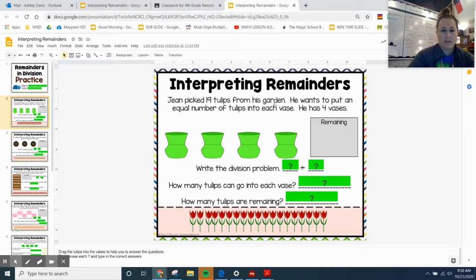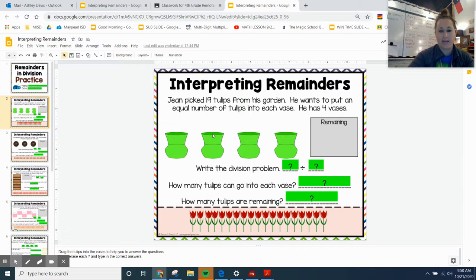All right, so this first slide, you're going to drag and drop the flowers, kind of like we did on the caterpillar. So 19 divided by 4. So you're going to put equal amounts of flowers in each vase, and whatever's left out, you're going to put in this box. Then you're going to type the division problem. Then you're going to answer these questions. How many tulips go into each vase? So that's just counting how many are in each vase. Then how many tulips are remaining? That's how many tulips are here.